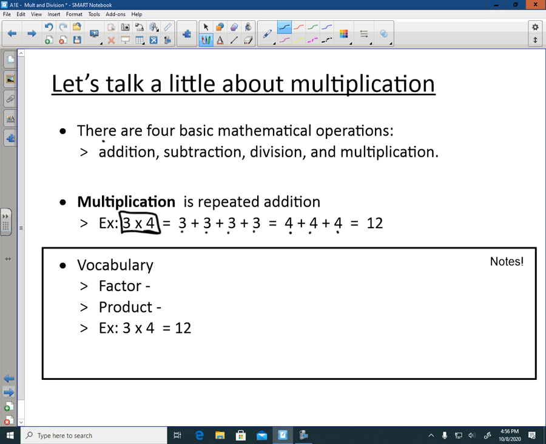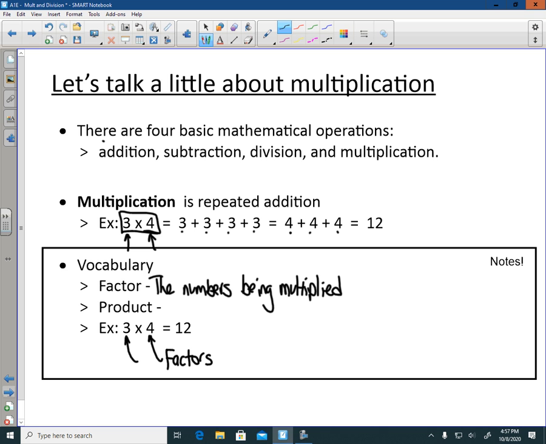Now there's some vocabulary that goes along with multiplication. A factor is the number that's being multiplied. So in our example right here, 3 and 4 are actually factors. We can write that here. 3 and 4 are factors. And then we have a product.